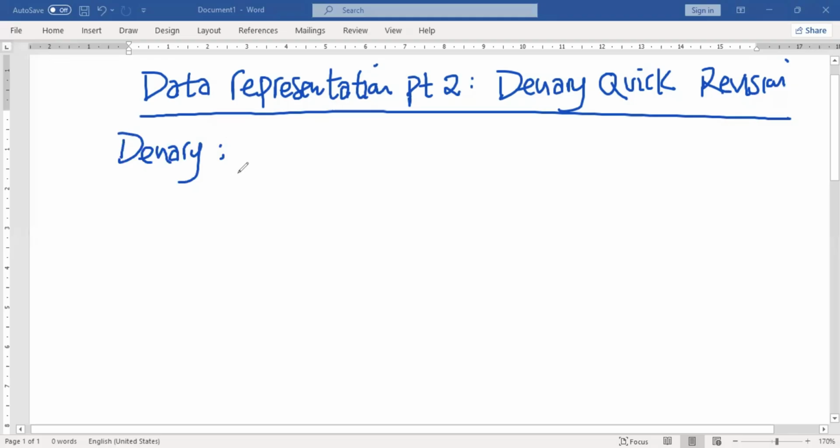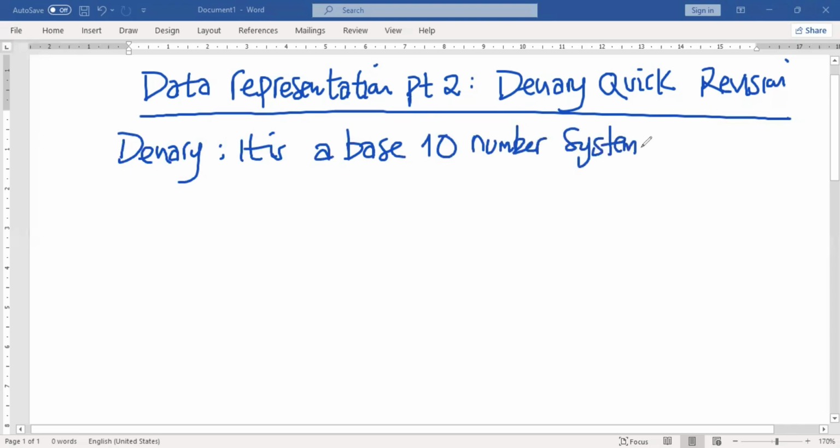Denary is the base 10 number system. Okay, so we can say it is a base 10 number system. And this is the system that we use every day. It uses 10 digits and it runs from 0 through 9. So you have 0, 1, 2, 3, 4, 5, 6, 7, 8, 9. So the highest number in denary is a 9 and the lowest is a 0.